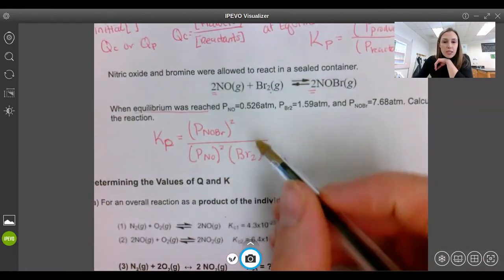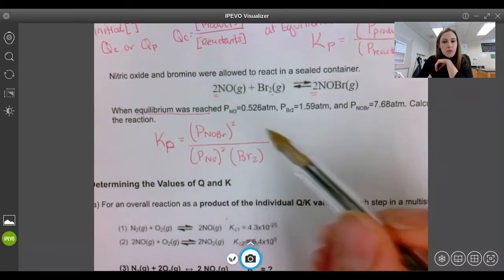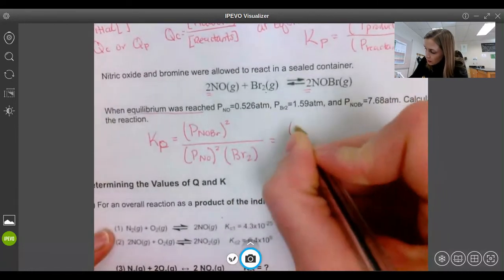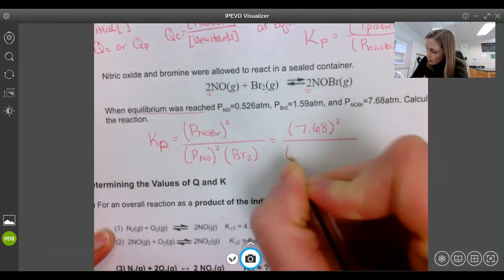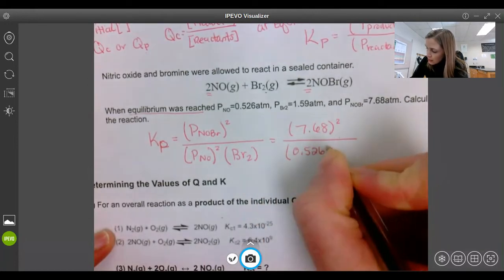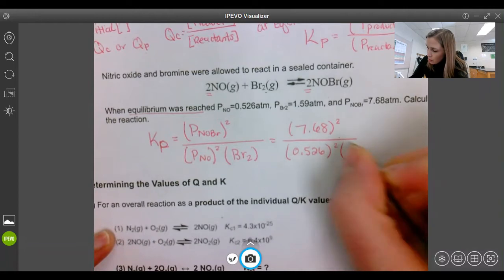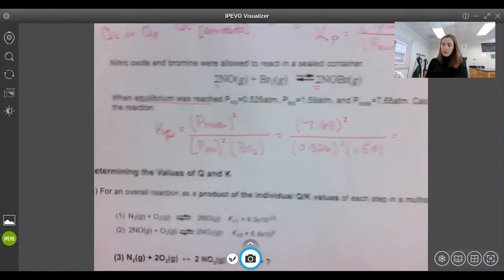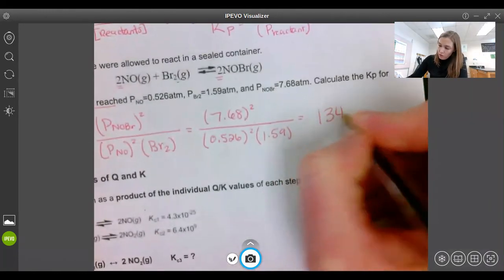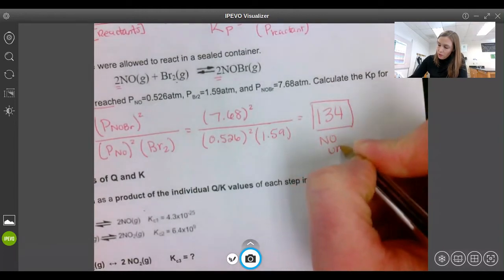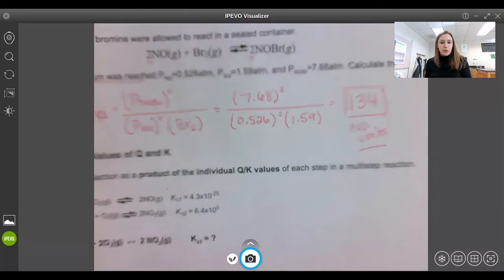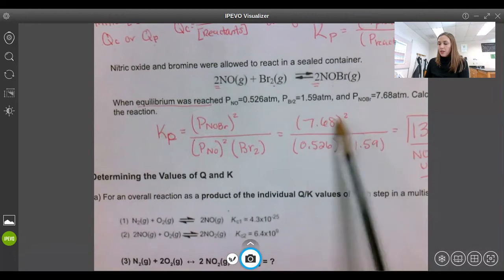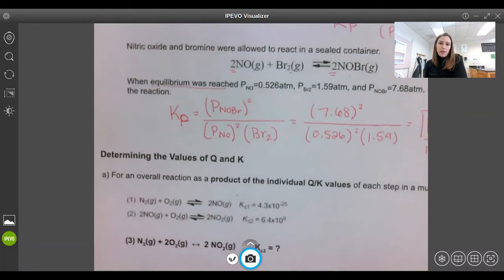When I looked at the results from the quizzes, I saw that a lot of you flipped this around. So again, make sure it's always products over reactants. When we fill this in, you would have 7.68 squared over 0.526 atm squared times the bromine pressure, 1.59. When you plug that in, you should get that value of 134. Just remember that there are no units when we're dealing with K and Q. So again, just simple at equilibrium: we're looking for Kp based on the pressures given at equilibrium.